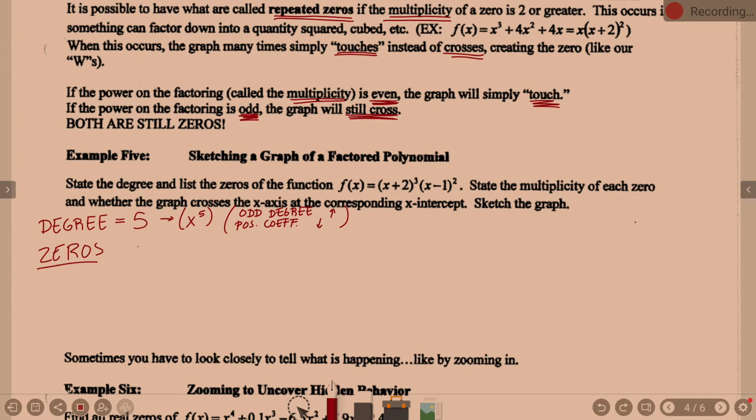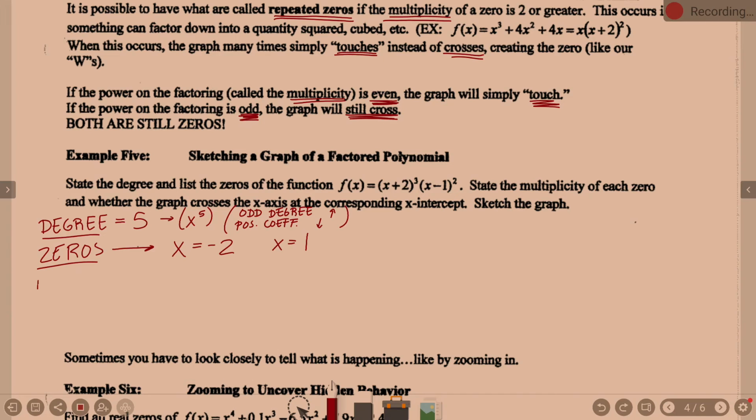We did degree. Now it asks for zeros. What are the zeros of my function? You say you guys agree with them? Because if you set x plus 2 equals 0, you're going to get negative 2. If you set x minus 1 equal to 0, you're going to get positive 1, right? So my zeros are going to be x equals negative 2 and x equals 1.